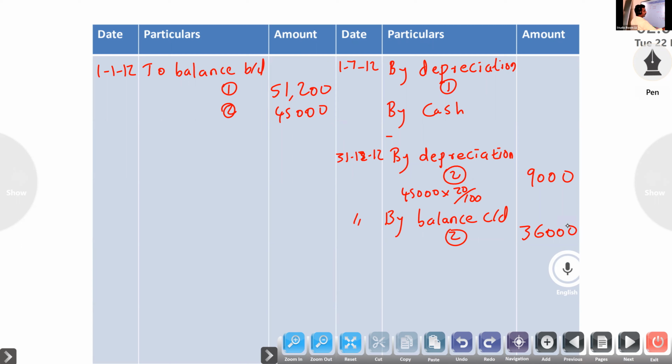Okay, now we will calculate. So you can write second one and second balance. If it is 3, you can write. Then we can calculate sold depreciation. So 51,200 into 20% into 6 by 12. Because 6 months only we used that machinery. So we will get 5,120.